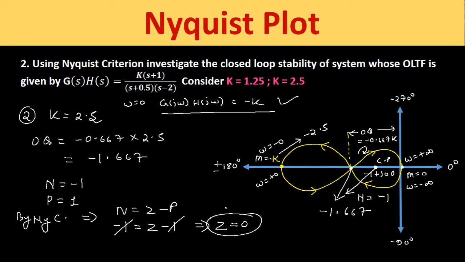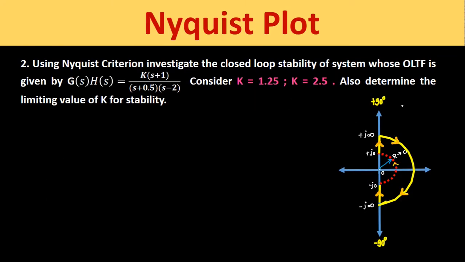This z represents the number of roots of characteristic equation lying in the right half of the S-plane. So this z is equal to 0 means no roots of characteristic equation are lying in the right half of the S-plane. That means the system is a stable system when we are taking k is equal to 2.5.